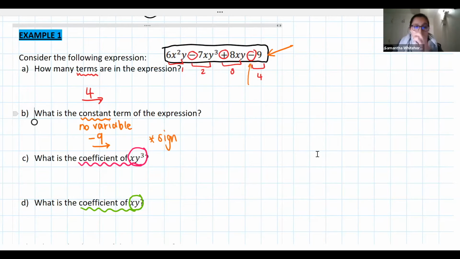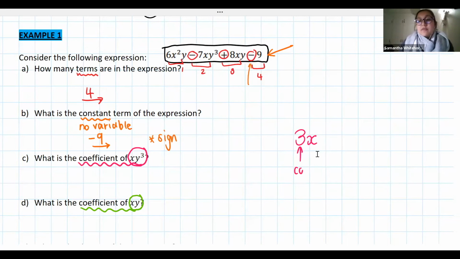Okay, so C and D are basically the same question, but slightly different. Firstly, they are the same because they are asking for the coefficient. Remember, the coefficient is the number that sits in front of your variable or groups of variables. It is the number being multiplied with the variables. Say, for example, you had 3x, that 3 is your coefficient. It is being multiplied with the x, it's 3 times x. If we now look at the coefficient of xy cubed, here is my xy cubed term. The number in front of the xy cubed is -7. So as you told me, the coefficient there is -7.